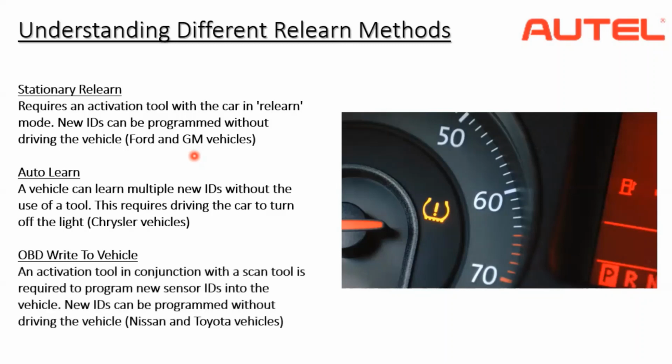Then there is OBD write to vehicle. OBD write to vehicle is possible only by using a professional TPMS tool. You send the 125 kilohertz frequency trigger to all the sensors and force the ECU to learn all the TPMS data from the sensors and write it onto the ECU. This is very common in Japanese vehicles nowadays. And yes, OBD write to vehicle is possible on almost all vehicles nowadays.